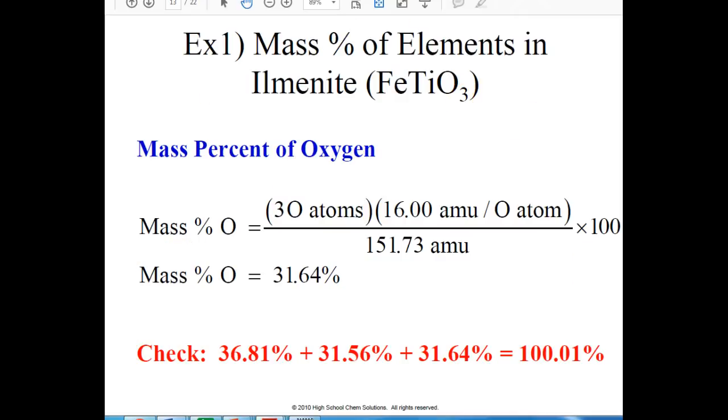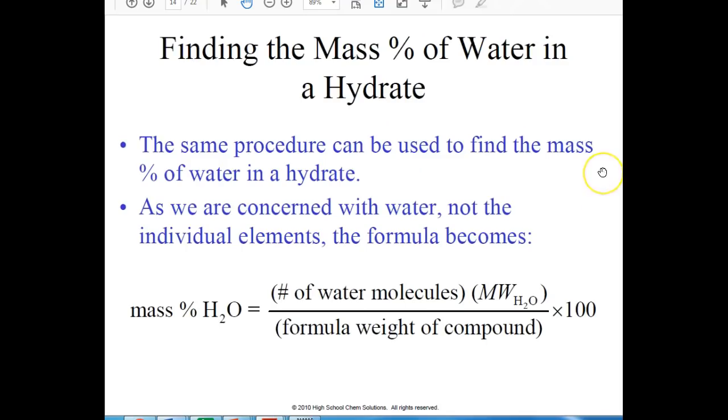All right, let's do another example. And this is when we want to know the percent of water in a hydrate. Okay, this is important because water is in a lot of our compounds that we have stored in the lab. So when I weigh the compound, I want to know, okay, how much of this that I'm weighing is water and how much of this is my actual compound.